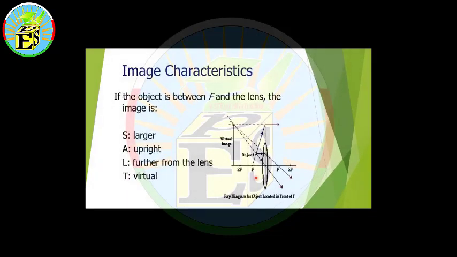If we put the object between f and the lens, now, unlike the last case where we had parallel rays, in this situation we have diverging rays. So the image will be larger, on the same side as the object, farther than double f, upright, having the same direction, farther from the lens, and virtual, not real.